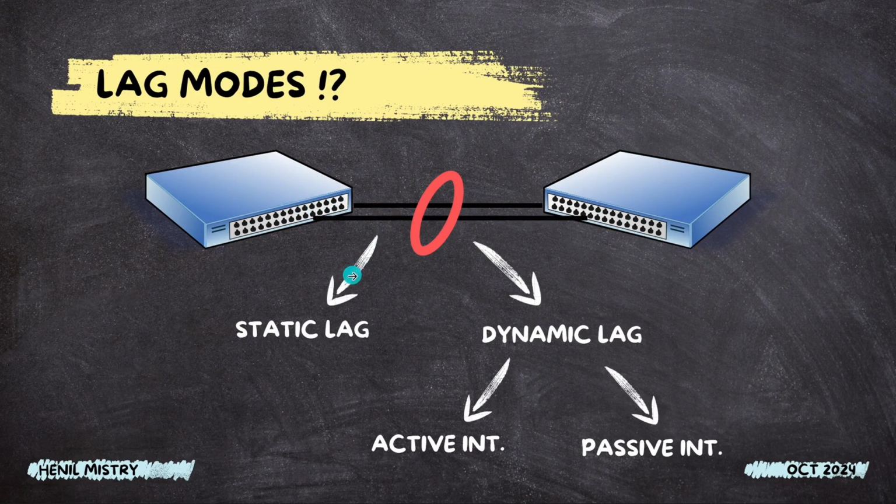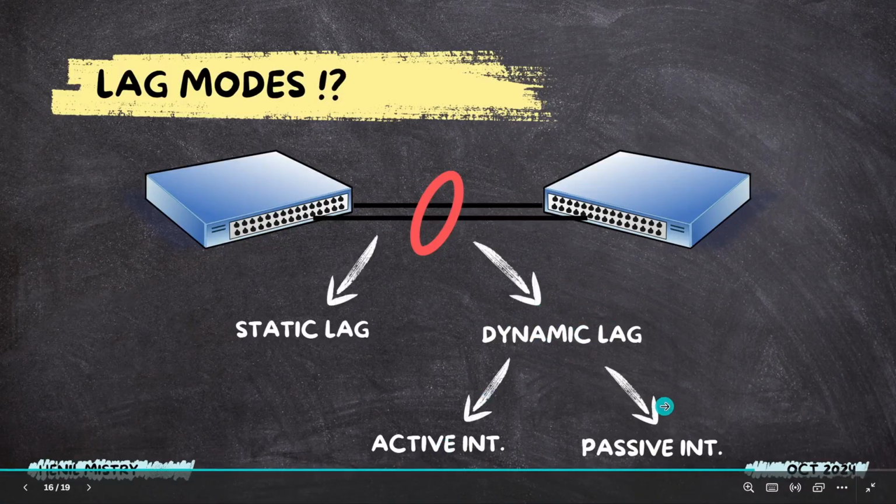And the dynamic LAG is also supported by switches currently. So what is the dynamic LAG? Basically it will initiate the packets. It will start the communication and send the LACP negotiation packets first. But in that mode also, there are two different interface modes that you can configure: one is active and one is passive.